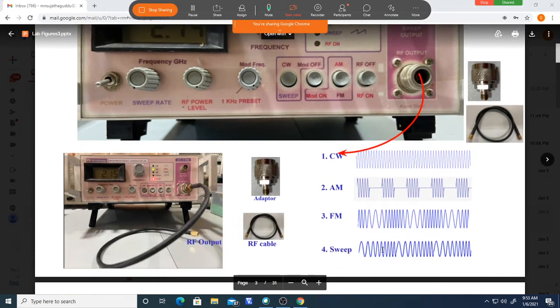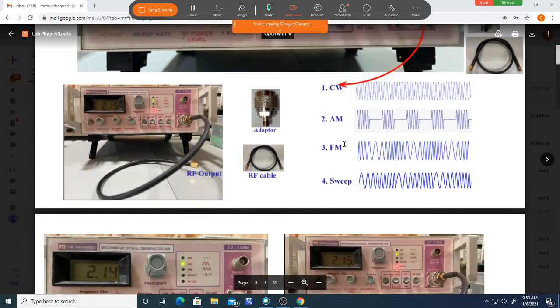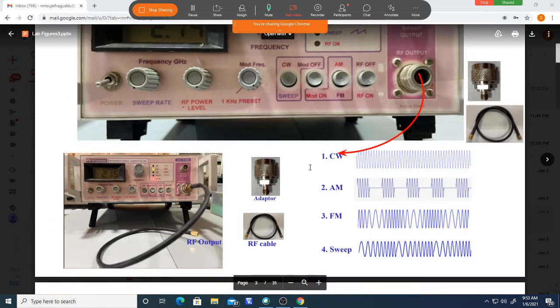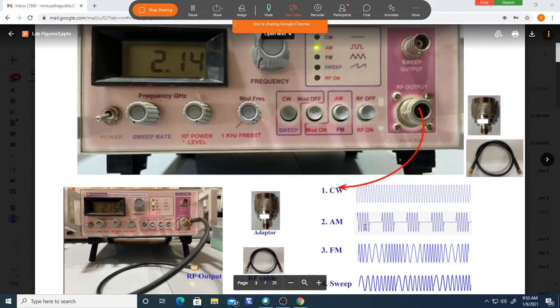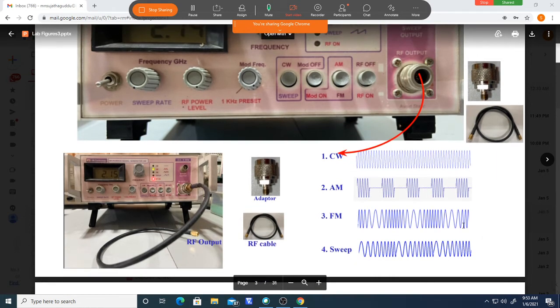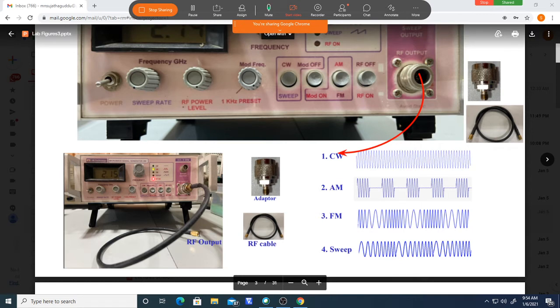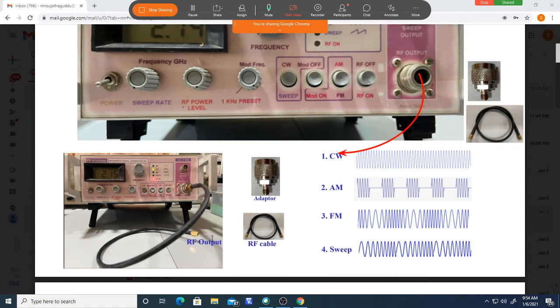Okay, so that is about this equipment. Next, we are getting an output. As I said, this is a square wave modulated signal we are using. But how do we measure power here? We will now see how to measure the power coming out of this.